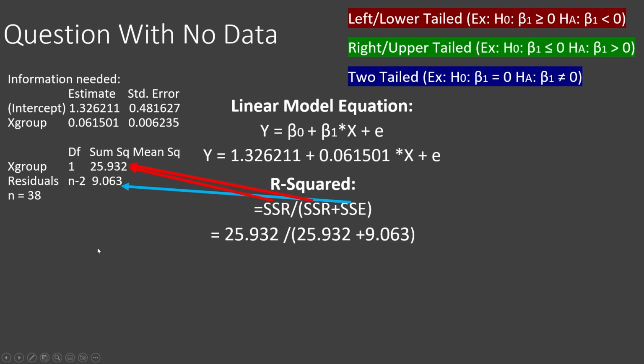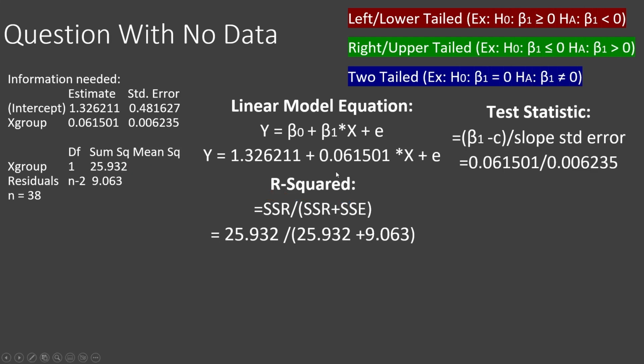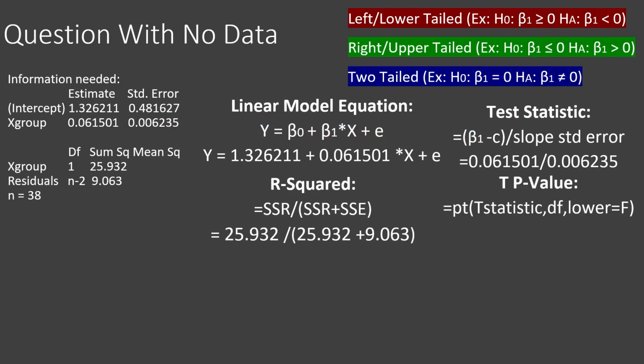And then next, if you're asked for the test statistic, you just use your slope minus your C, so your constant variable, and then divided by your slope standard error. So you'll be using these pieces of data and it'll look something like that, right? And then again, to get the p-value, you just do pt, test statistic, degrees of freedom, lower equals f, right?